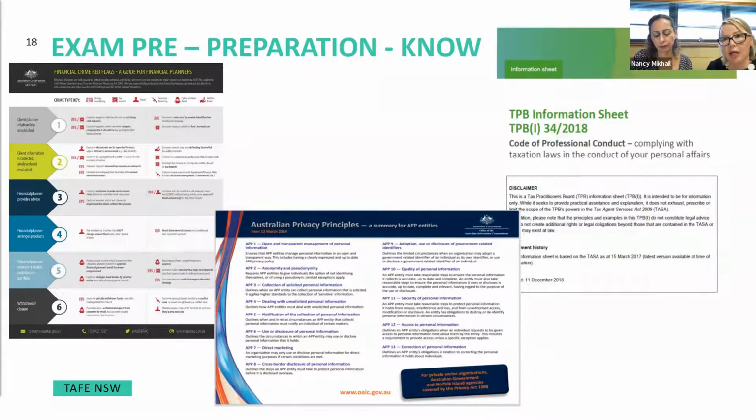Again, TASA applies to financial advisors, the Tax Practitioners Board, so you need to have an understanding of the Code of Professional Conduct as it applies to you as a tax financial advisor, and also the Australian Privacy Principles. Do you understand how privacy works when you're giving advice, or if you're collecting information, and who you might be able to give that information to? So these are 3 areas that sometimes get missed. Overlooked, yeah, as Nancy said.